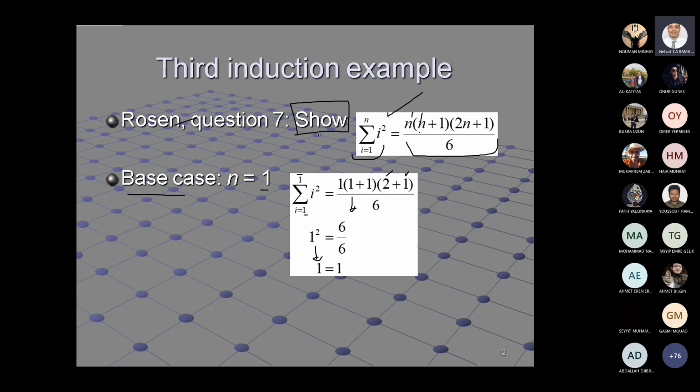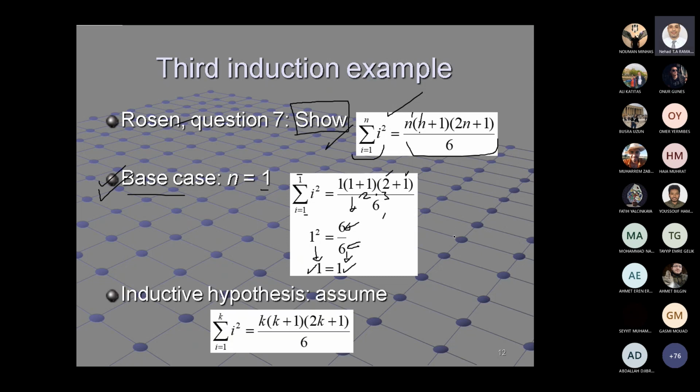This is the equation given to you. This is the base case. So 1 plus 1 is 2 multiplied by 1, so it's 2, multiplied by 2 plus 1, which is 3. So it's 6 divided by 6, which is 1. So left-hand side 1, right-hand side 1. In this case, the base case is correct.